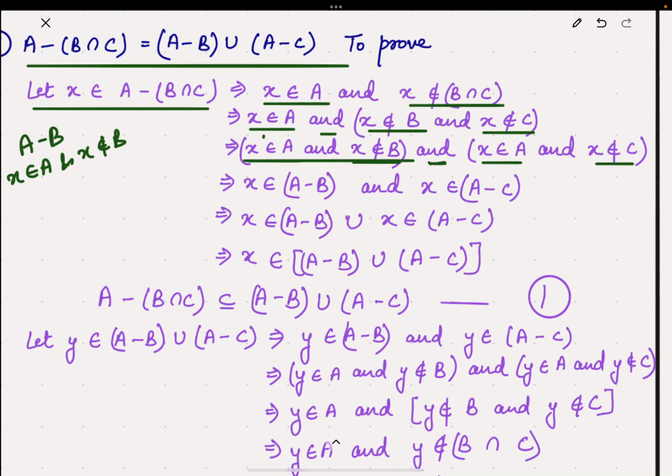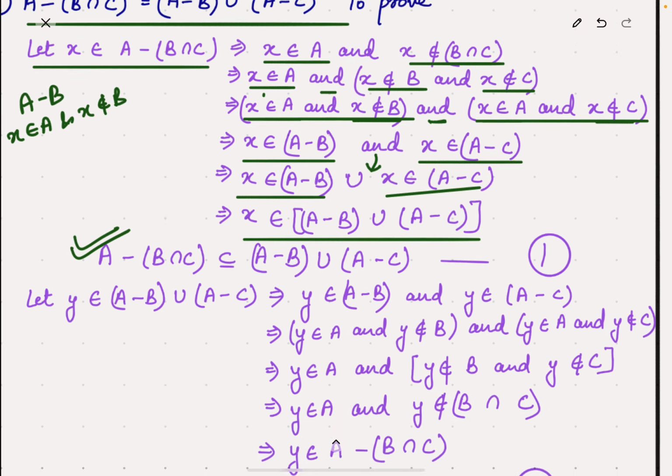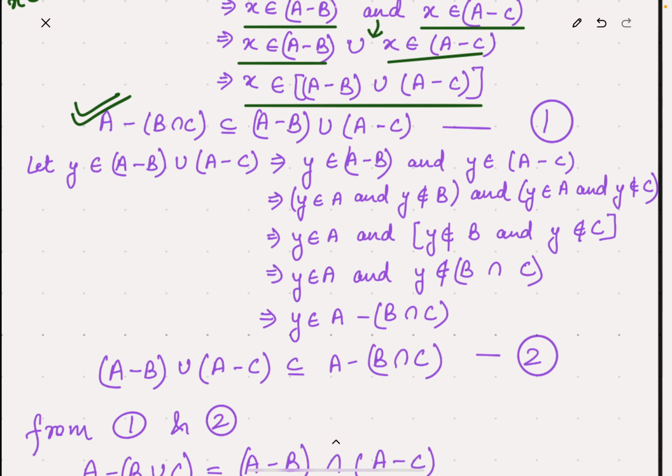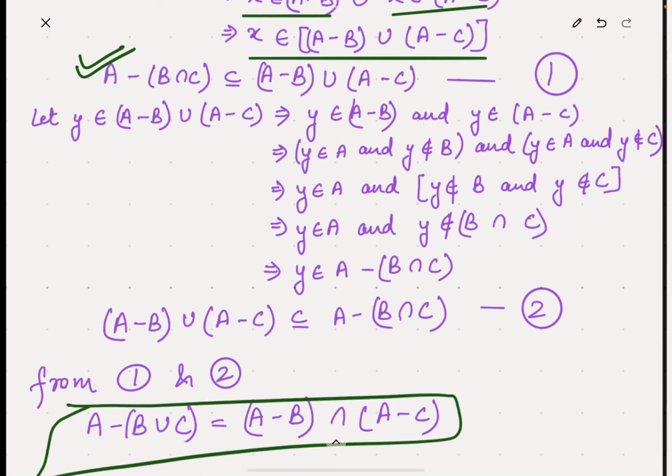Then this bracket will be written as X belongs to A minus B, and this bracket represents X belongs to A minus C. Again, if X belongs to A minus B and X belongs to A minus C, we just replace it with and, and this and will be like the RHS. So this is how we prove that LHS is a subset of RHS. In the same way, you can prove RHS is a subset of LHS, and so using equation 1 and 2, you can say that LHS equals RHS.